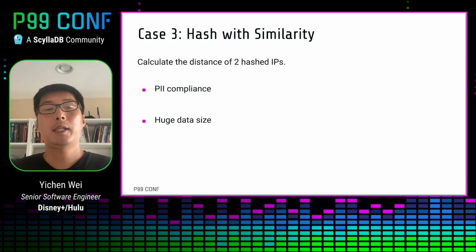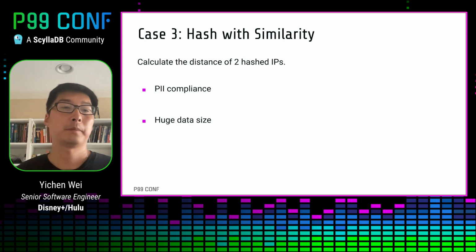Okay, the last case I want to share is how to do the hash with similarity. So here's the requirement. We want to calculate the distance between two IPs. But the challenge is that all the IPs are hashed. The reason behind that is, first, the IP is PII based. We don't want to share the IP location everywhere. And second, we want to find a simple solution to do this kind of calculation because the data size is so huge.